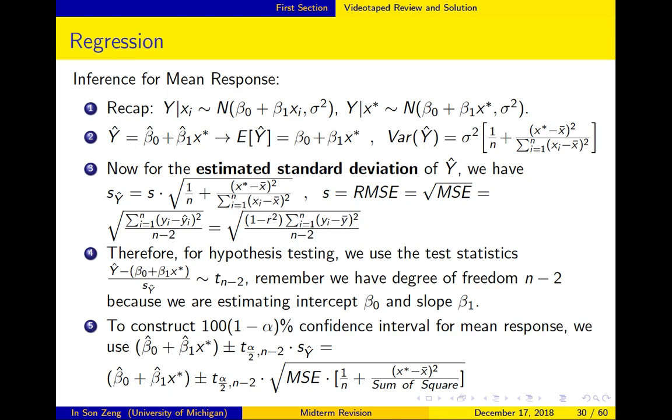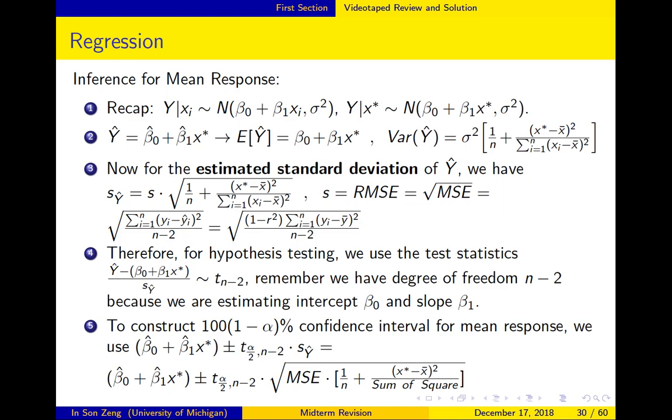whereas our variance is sigma square times 1 over n plus (x star minus x bar, the mean of x) squared over the corrected SS, which is the summation of i equals 1 to n of (x_i minus x bar) squared. Notice that the sigma square here denotes the MSE, which is also the square of RMSE. To know about the detail of the derivation, you can go to my class notes 22 and 23. I omit the detail here for the sake of the exam.